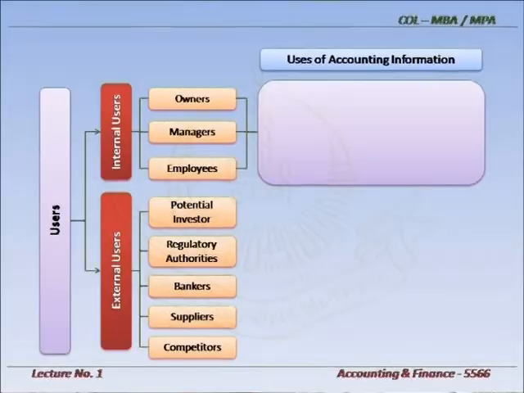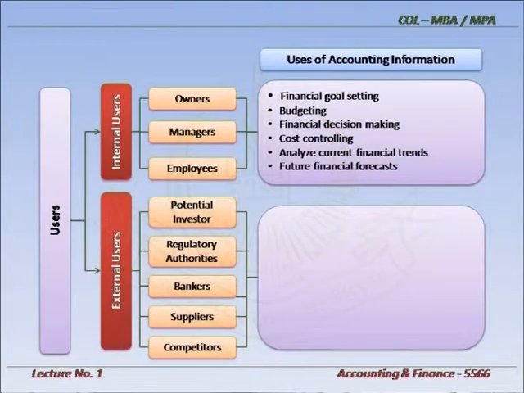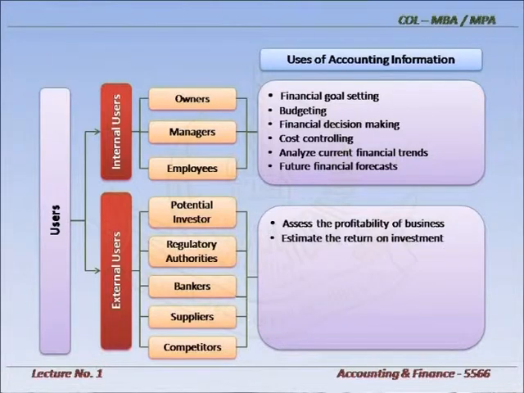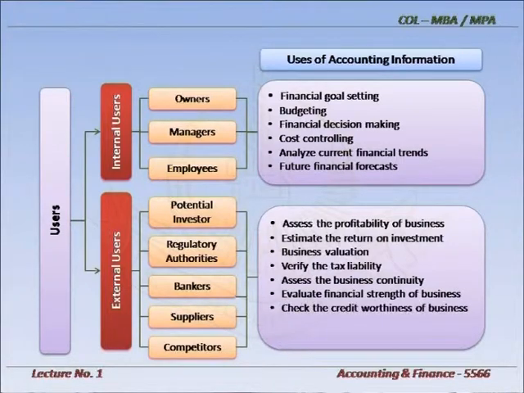Internal as well as external users use the same information for their own specific purpose or need. The internal users use the accounting information for financial goal setting, budgeting, financial decision making, cost controlling, analysis of current financial position, and to make future financial forecasts. However, the external users, as per their need, use the accounting information to assess the profitability of the business, to estimate the return on investment for valuation of a business, to verify the tax liability, to assess the business continuity, to evaluate its financial strength, or to check the creditworthiness of a business, and also to evaluate the business financial performance. The information may be the same, but the purpose for which it is used can be different.